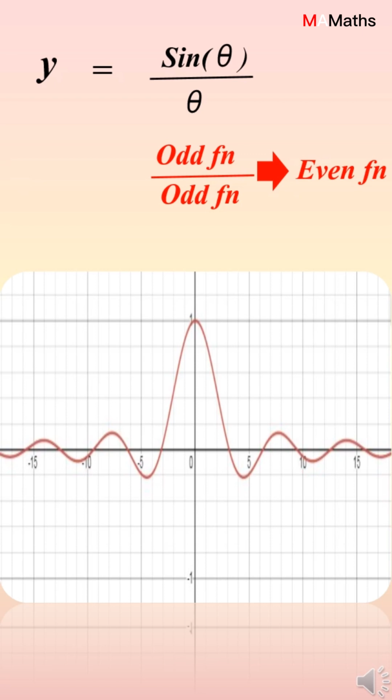And as x or theta takes the value 0, sine of theta on theta clearly passes through the point 1. So 0, 1 is a point on this function. We're going to try and prove that limit.